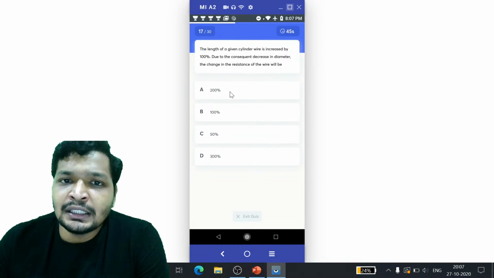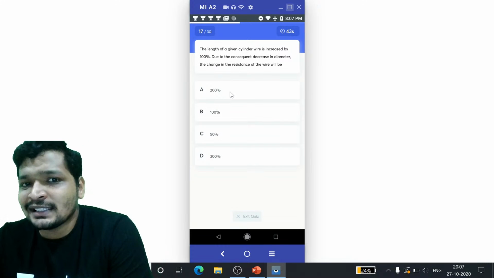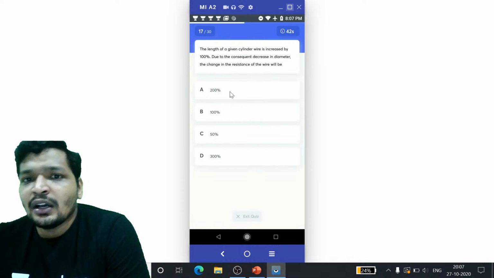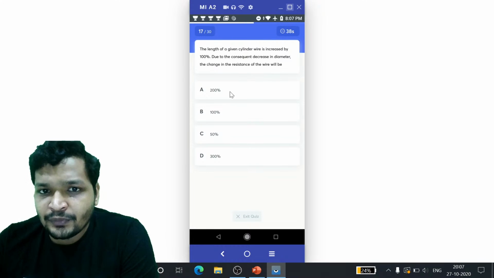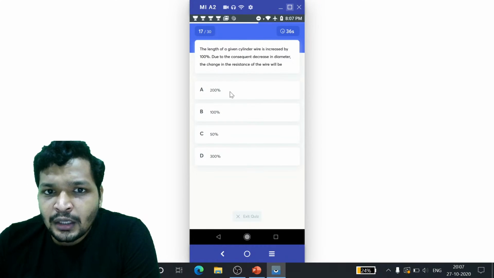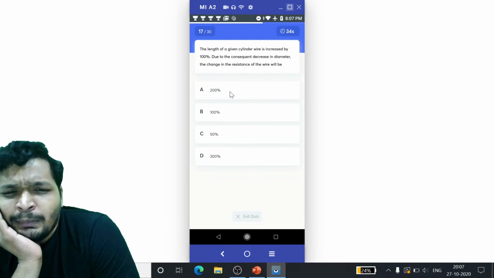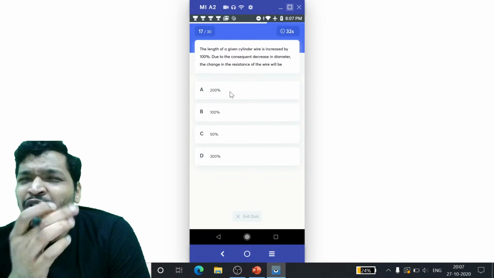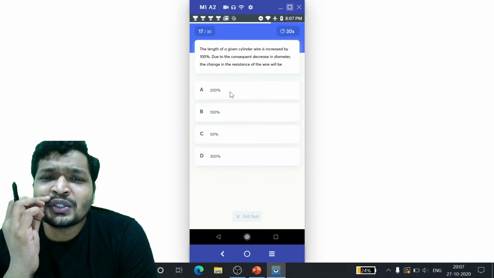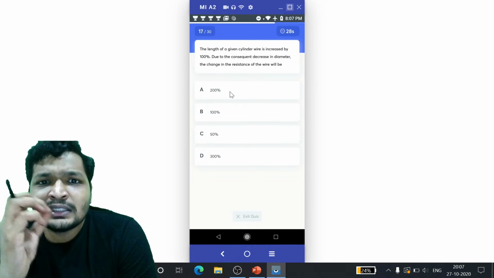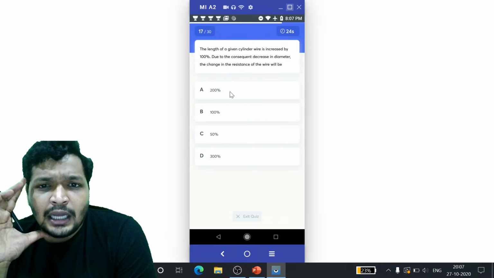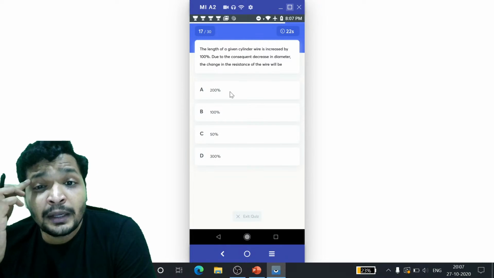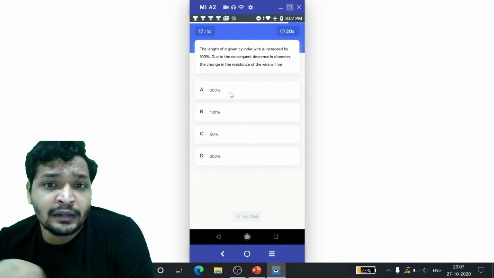So let's say your initial length was x, now you made it 2x. What would happen to the diameter? Calculate it. It's a very simple question, guys. It should be that L into R square should be constant. Hence, if this was x, and on the other side you have 2x, then you can substitute it, this will be R by root 2. The new radius will be R by root 2.